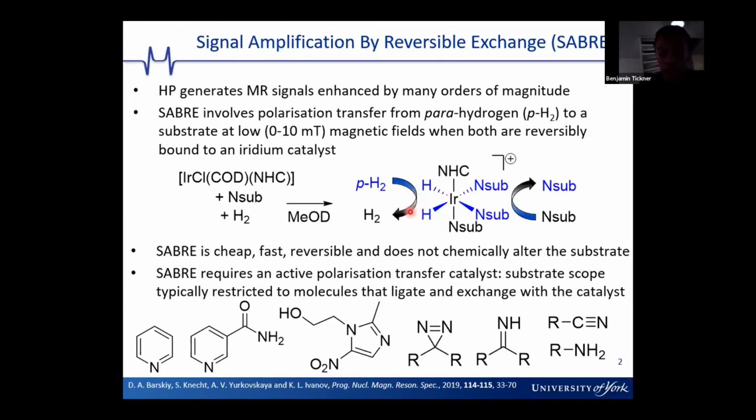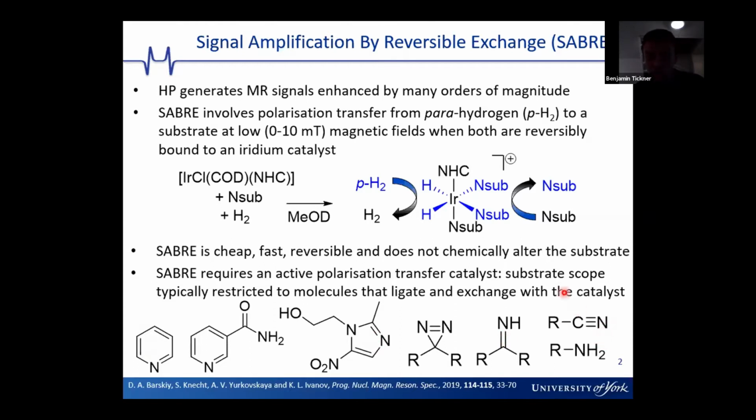And then what you can do at low magnetic field is you can transfer polarization from these parahydrogen-derived hydride ligands to ligated substrates here. And then dissociation of these ligands builds you up a pool of hyperpolarized ligand free in solution. If we look at some of the types of molecules that are commonly used in SABRE hyperpolarization, they usually all contain N-donor sites. So it's things like pyridine, imidazoles, diazirines, imines, nitriles, and amines.